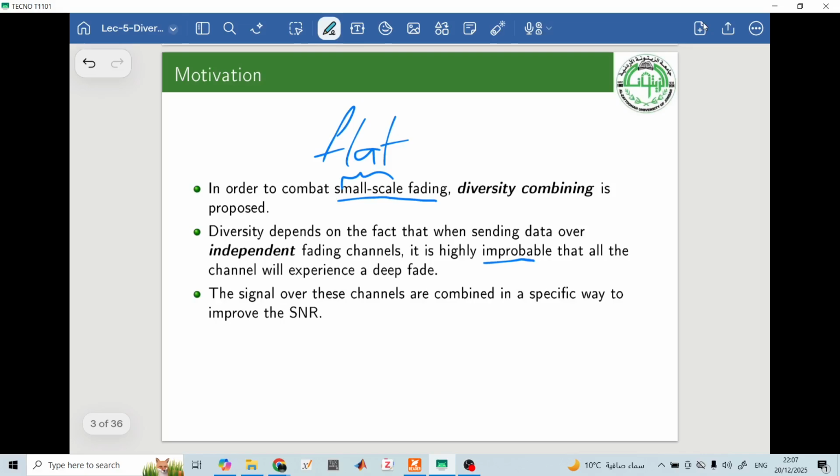Since we are talking about space fading, meaning that fading occurs at instances of space, if we have multiple antennas at the receiver or at the transmitter, this will increase the probability of having a good channel. So what we'll do with those channels, we will combine them somehow, and we will learn about the ways of combining those paths of the received signal.